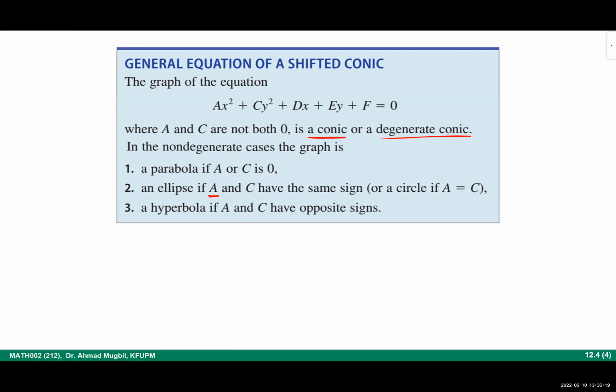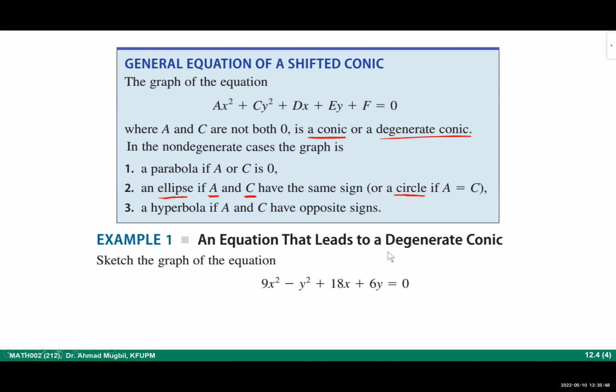If both A and C have the same sign, then it will be what? An ellipse. If both are positive or both are negative, it will be an ellipse. If they have the same sign and the same value, if A equals C, it will be what? A circle. And finally, if they have opposite signs, if one of them is positive and one is negative, then we have a hyperbola, if it is not degenerate, of course.